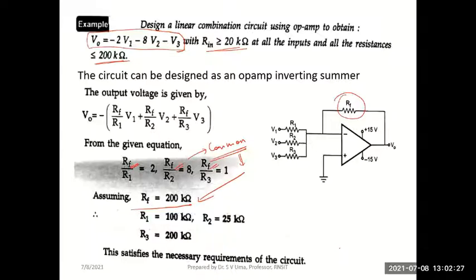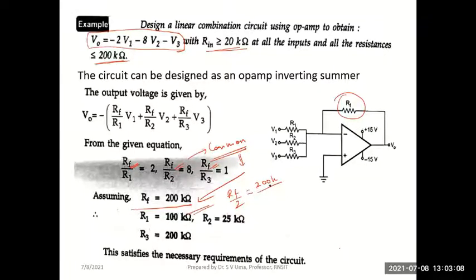Therefore, once you assume RF, you know RF by R1 is 2. So what would be the value of R1? R1 will be RF by 2, which will be 200K. Remember, they've told the maximum value of resistance which I can use is 200K. Therefore, I have to use a resistance of only 200K and I am assuming that value, and now you have to find all the other resistors.